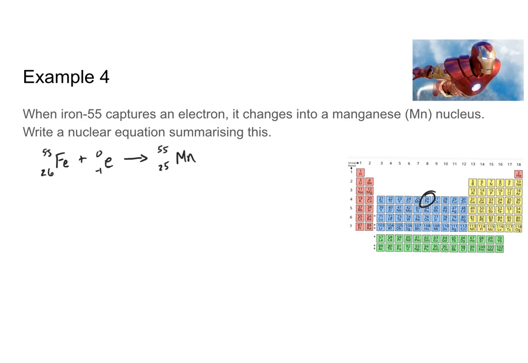And again, we don't have the nuclear radiation that we have in other situations, but this is another example of nuclear decay where we're transitioning from a less stable nucleus to a more stable nucleus.